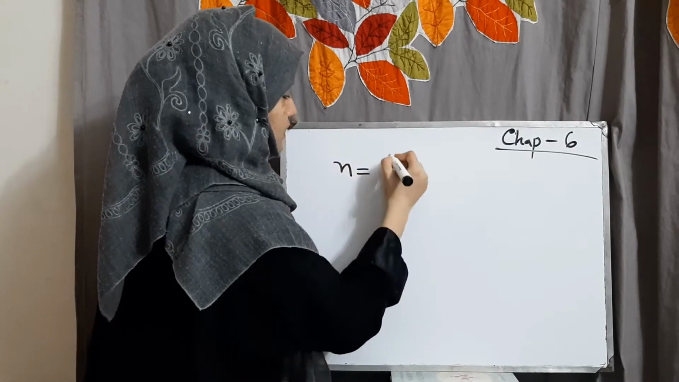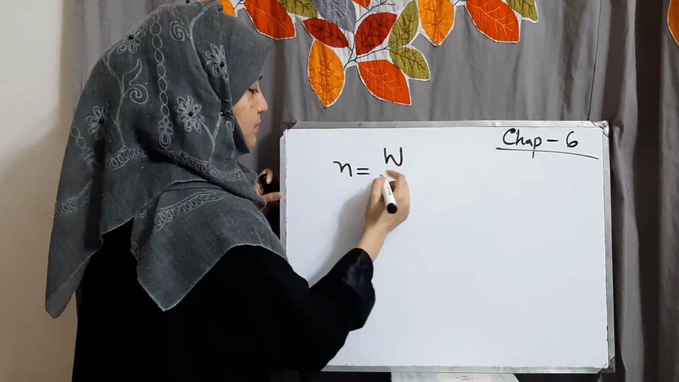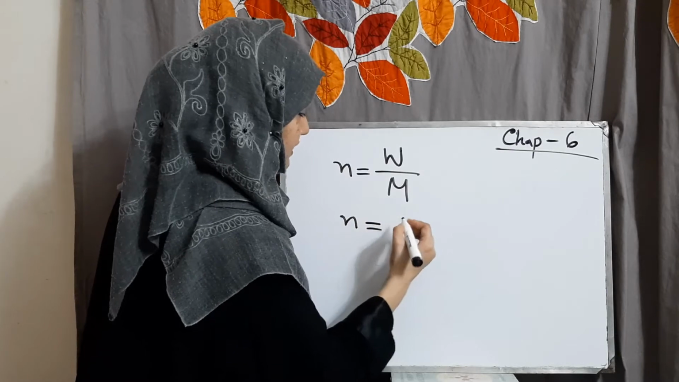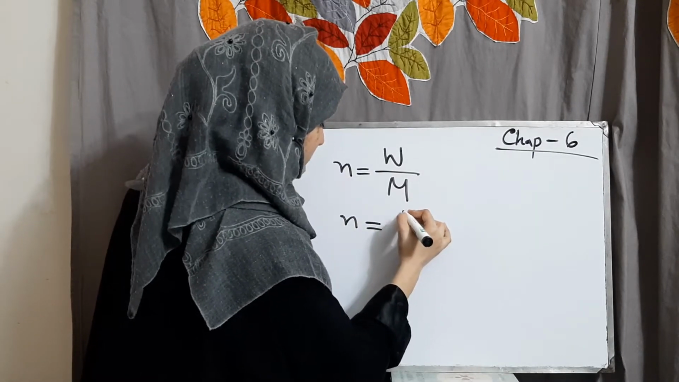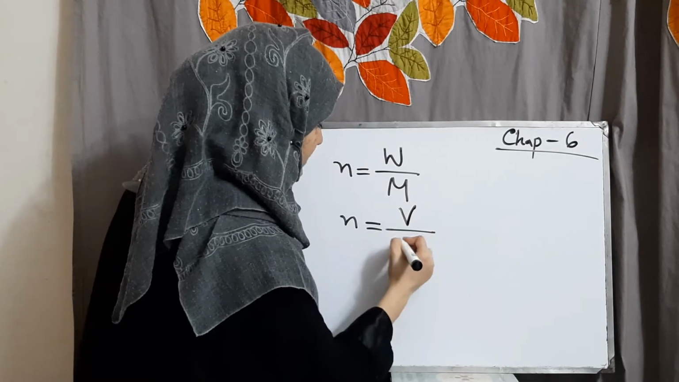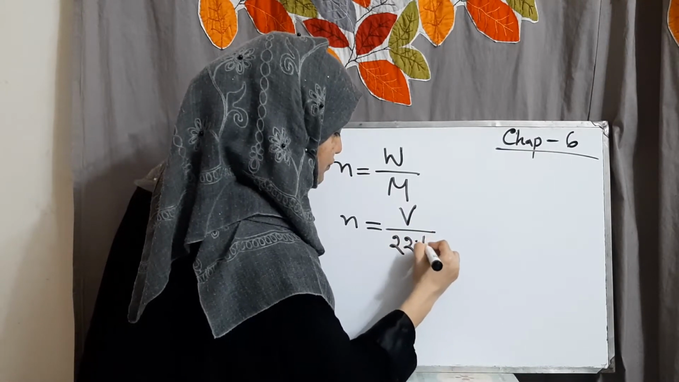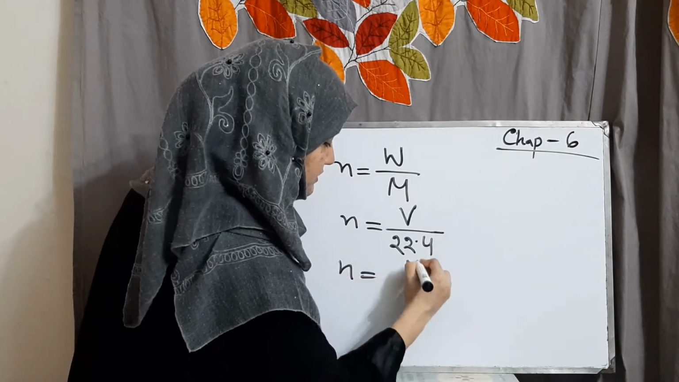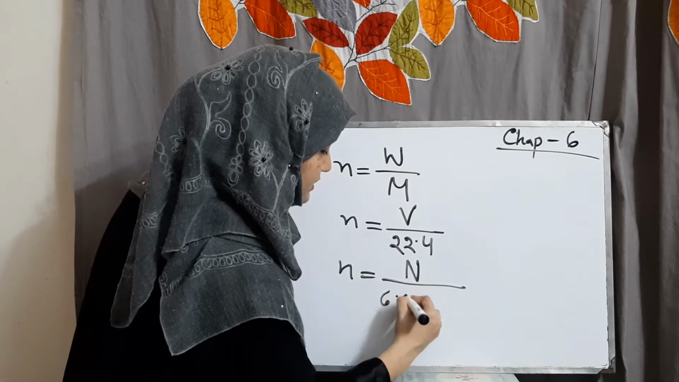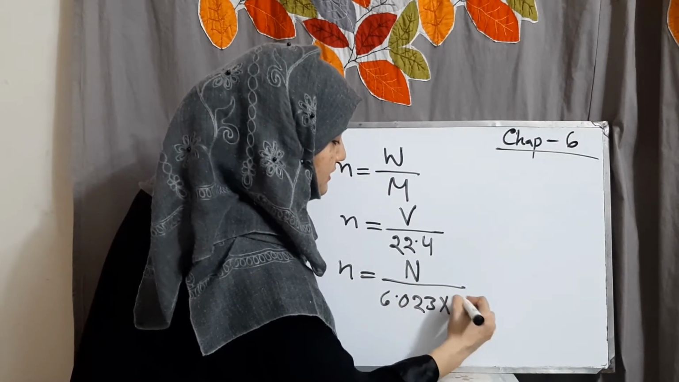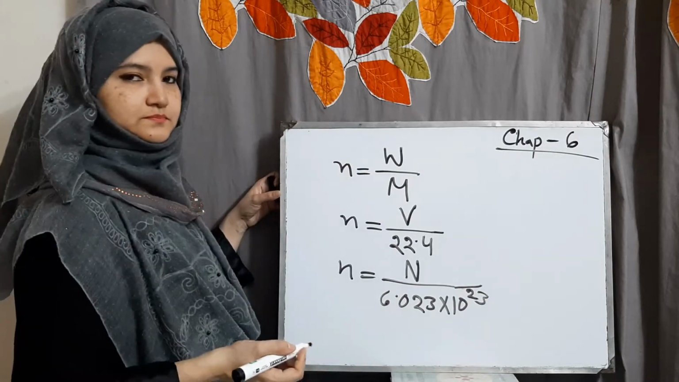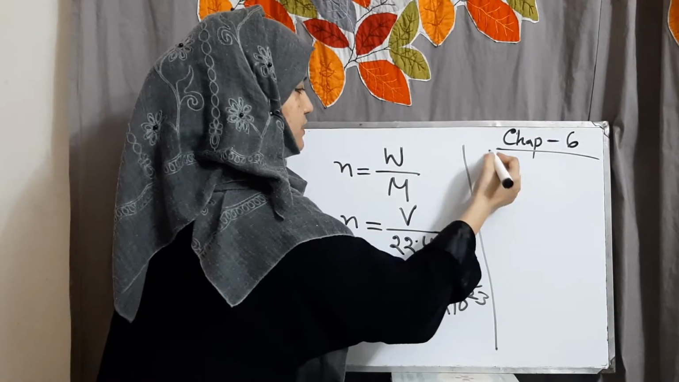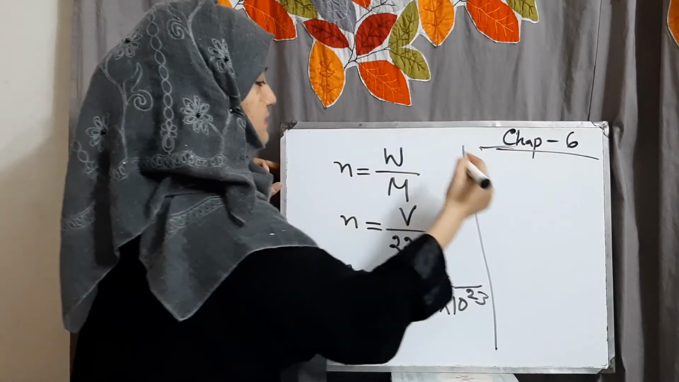n is equal to, at first, W by M, capital M, and the second one is V by 22.4, and the third one is capital N by 6.023 into 10 to the power 23. Very simple. Try to remember that.